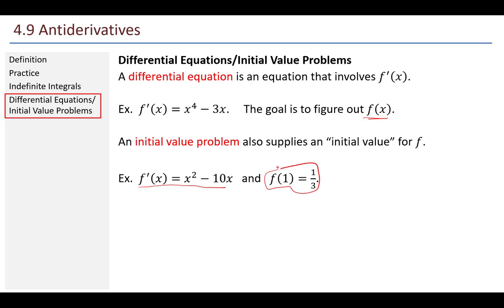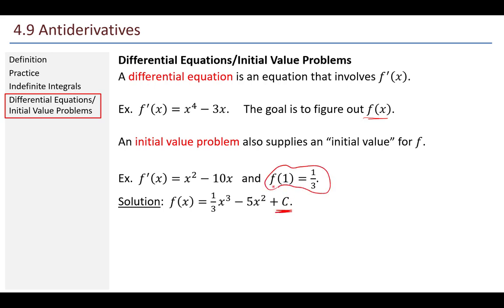Let's see how this works. How would we solve this initial value problem? So the first thing I do is solve the differential equation. Here I can simply anti-differentiate. If f prime of x is x squared minus 10x, then f of x looks like 1/3 x cubed minus 5x squared plus some constant. And I don't know exactly what that constant is, but here's where the initial value is really useful. Because f of 1 is 1/3, I can just plug in a 1 into my x.